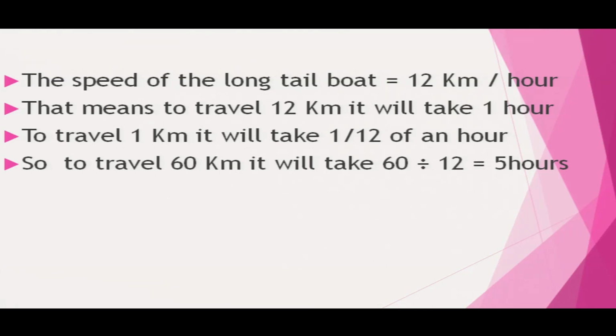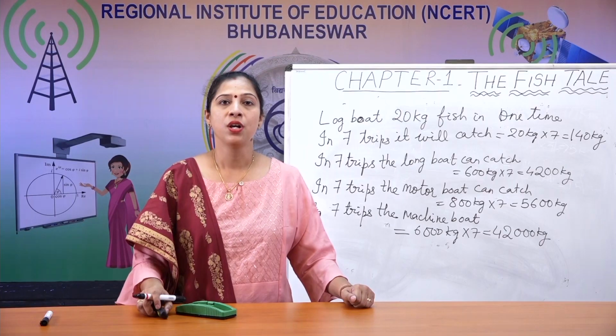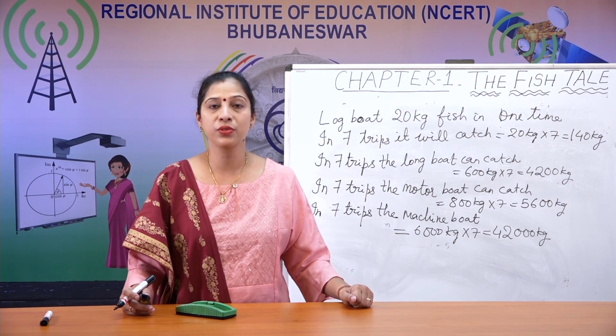You can do it directly, 60 divided by 12, but just to explain that it has to travel 1 kilometer in 1/12 of an hour, I had given this example. So you can directly just divide 60 kilometer by 12 kilometer per hour is equals to 5 hours. So the long tail boat will take 5 hours to complete its 60 kilometer journey. So now you understood how to do this.